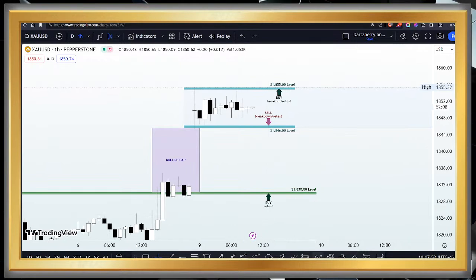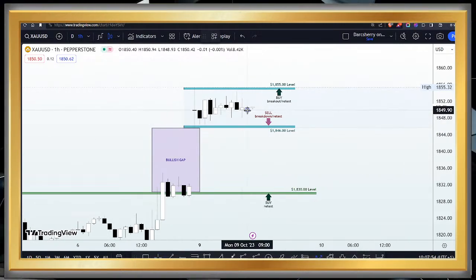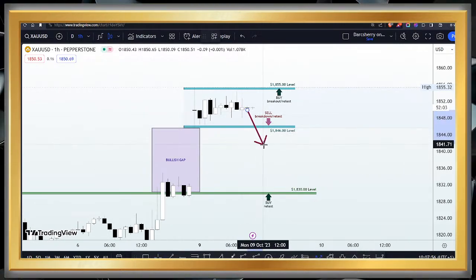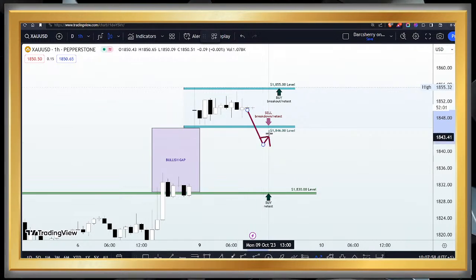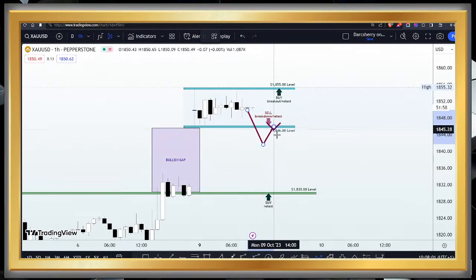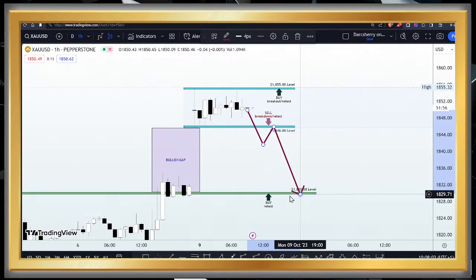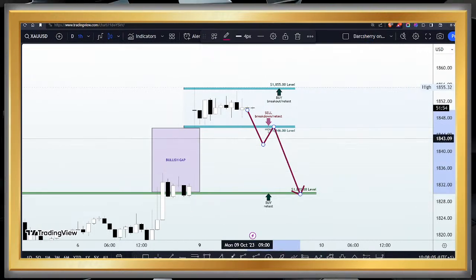Now, let me talk about the bearish expectations here. If price breaks down the 1,846, I want to see a retest before I join, and this will be a retracement of that impulsive move that broke out of that structure.